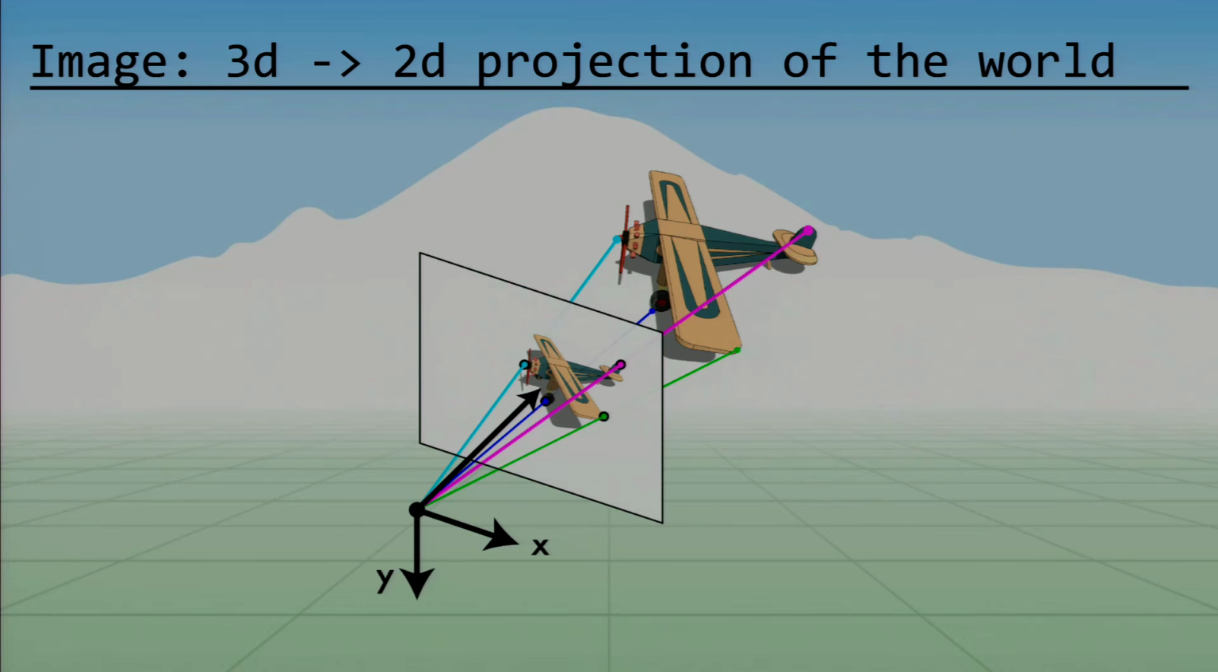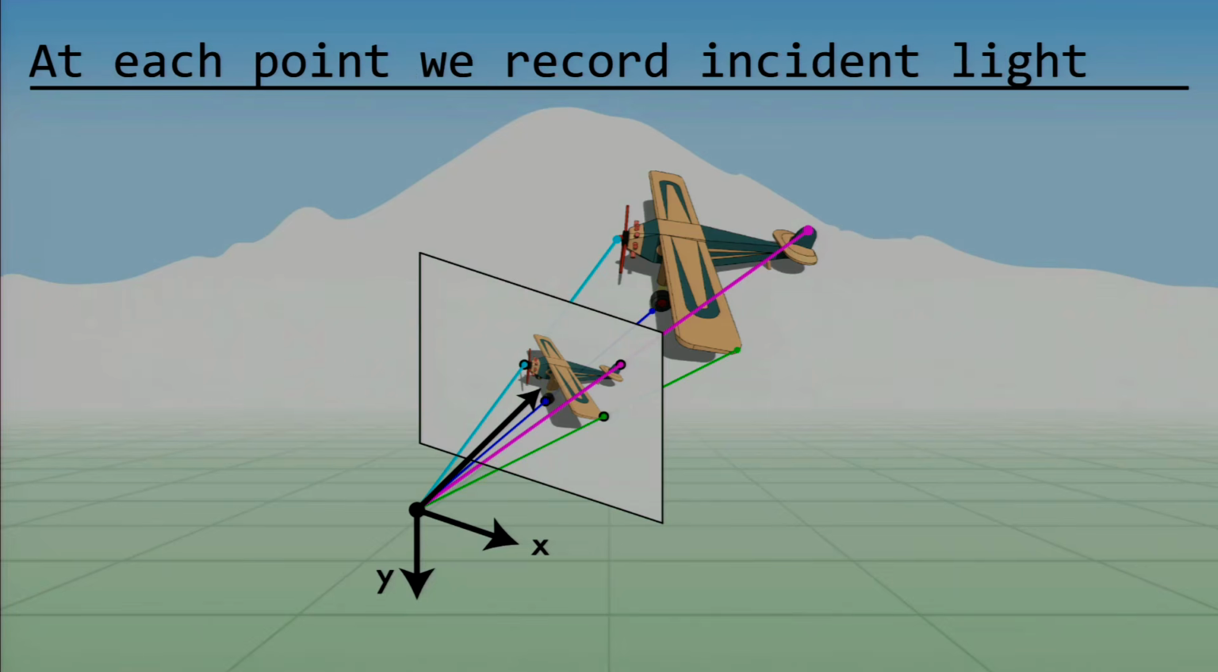And so we have all of this incident light to this single point, and all we want to do is record what that light is, and this is how we're forming these images. So in some sense, an image is just projecting the 3D world onto a 2D plane in terms of how much light is coming in at every point in this 2D plane. Any questions on any of this stuff?